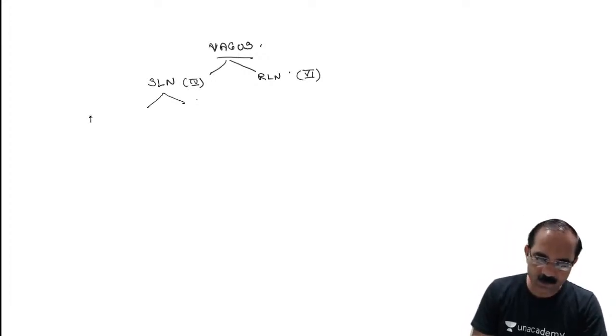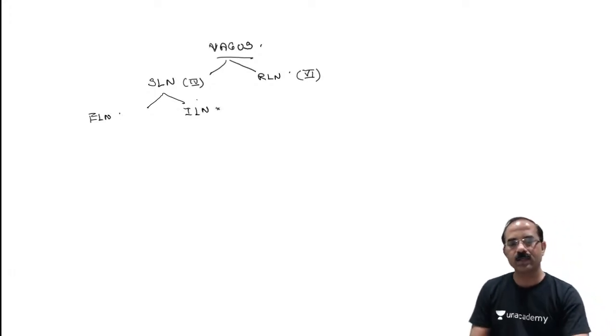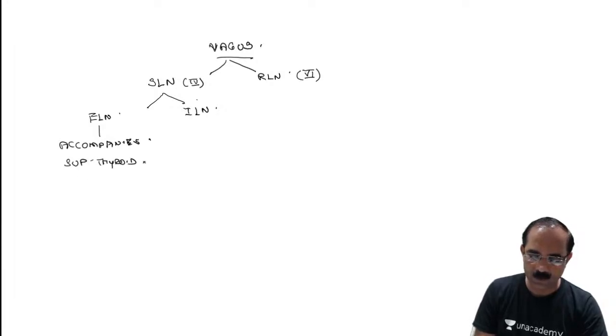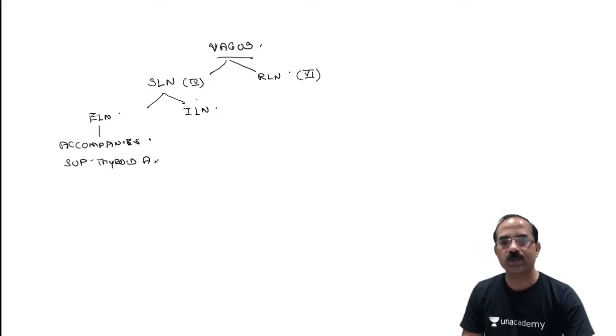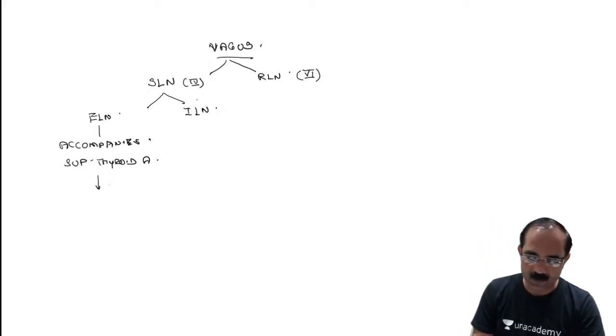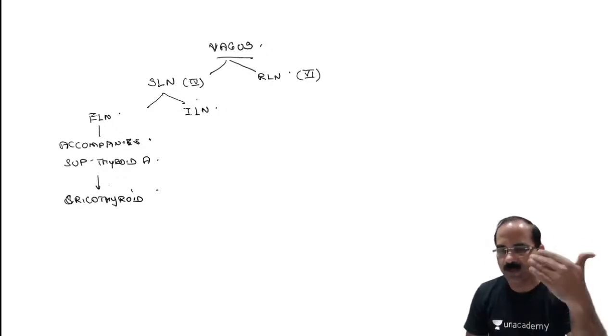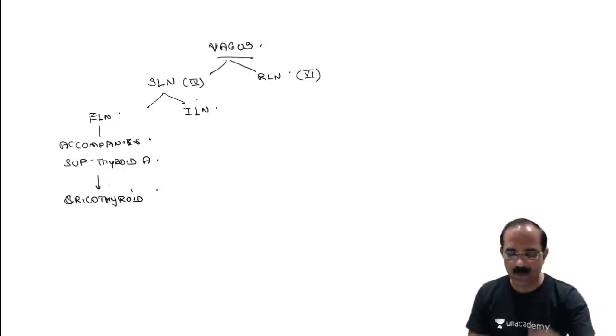Superior laryngeal further divides into an external laryngeal nerve and internal laryngeal nerve. External and internal laryngeal nerve. The external laryngeal nerve accompanies the superior thyroid artery. So the external laryngeal nerve accompanies the superior thyroid artery. What does it supply? It supplies the cricothyroid muscle. So who supplies the cricothyroid? That's an intrinsic muscle of the larynx, and this is supplied by external laryngeal nerve.